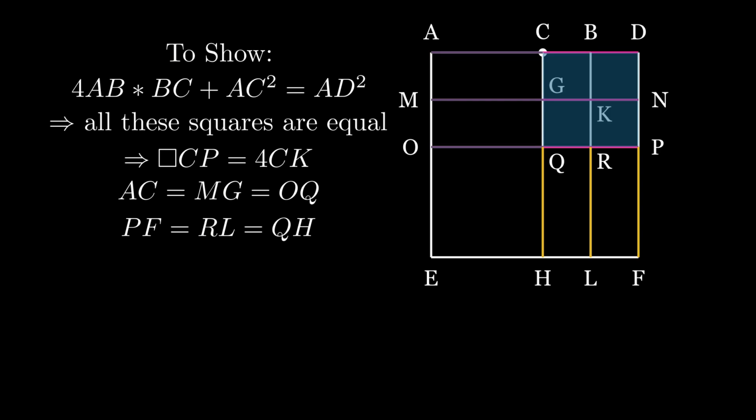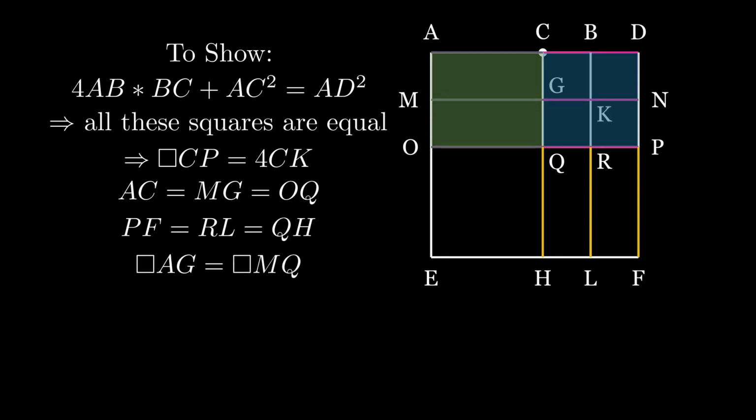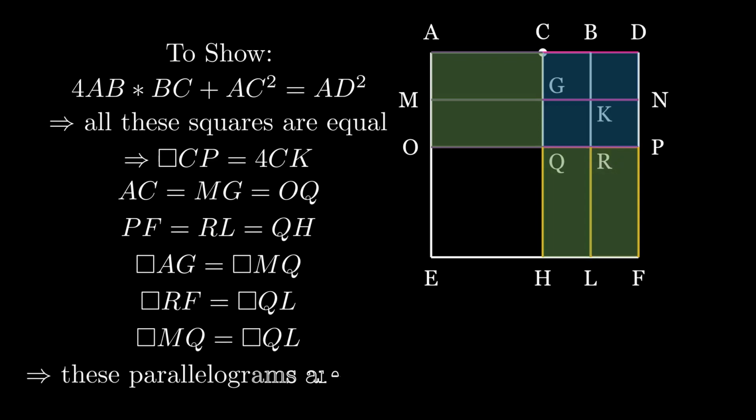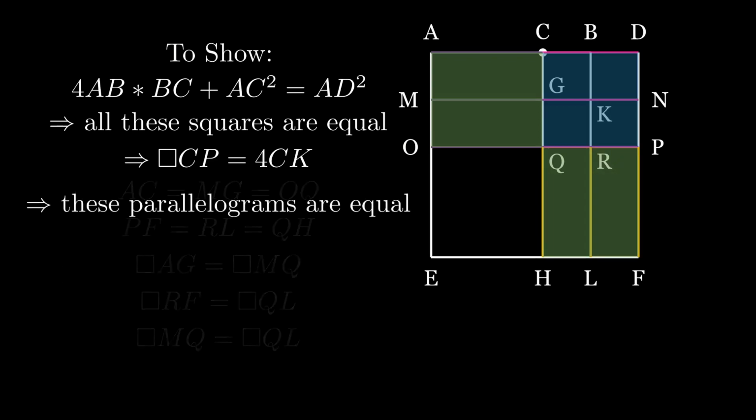And since CG and GQ are equal, parallelogram AG and MQ are both on equal bases, and AM is in line with MO. Therefore, these two parallelograms are equal to each other. For the same reason, parallelogram RF and QL are equal to each other. And since MQ and QL are complements of the parallelogram ML, we know that they are equal to each other. Therefore, all 4 of these parallelograms are equal to each other.